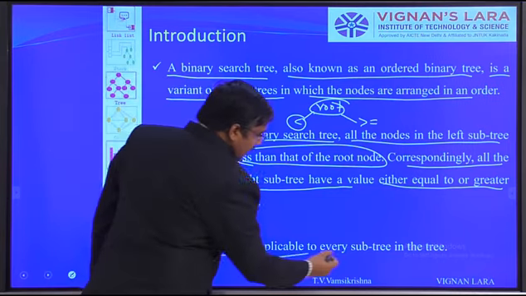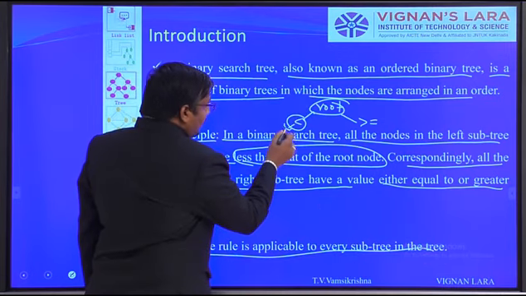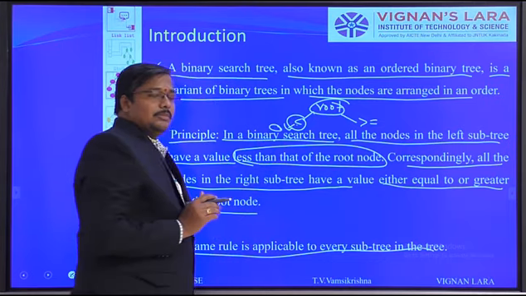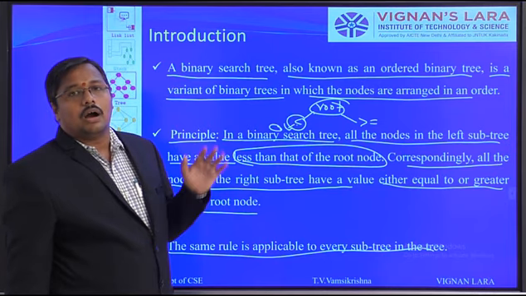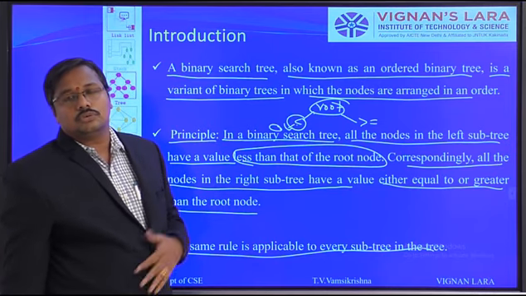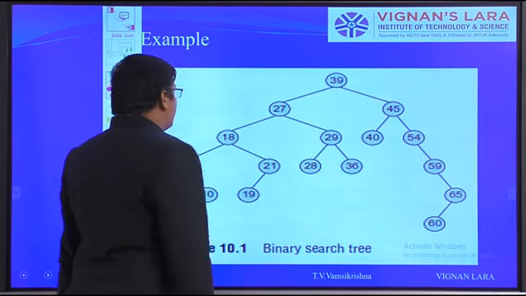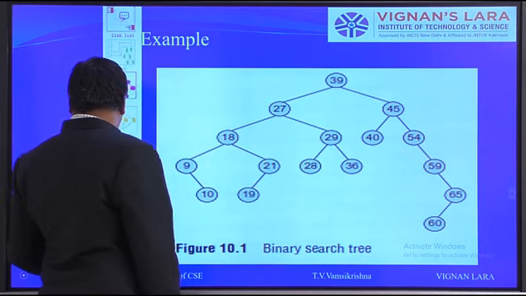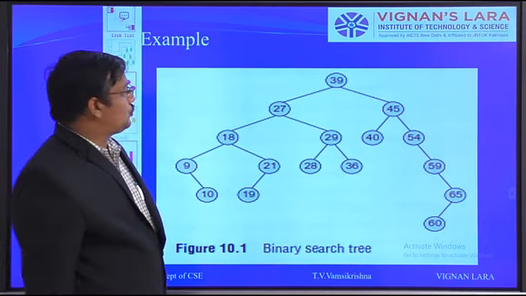The same rules are applicable for every subtree. Here too, assume this is a root node: all the left elements should be less than the root, and all the right elements are greater than or equal to the root. We will see one example to identify whether it is a binary search tree or not.